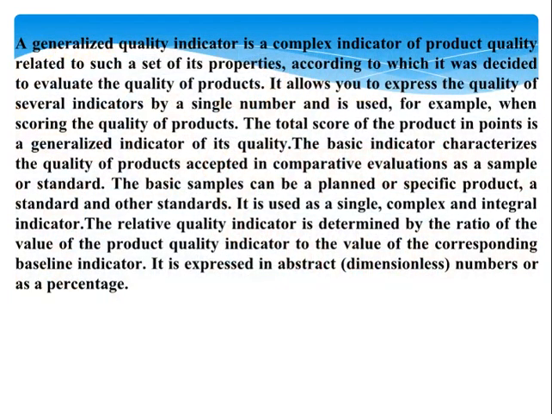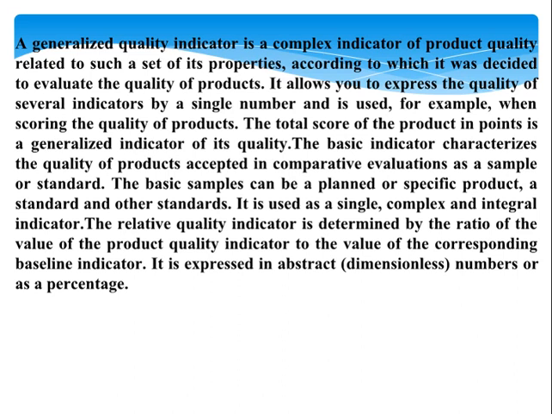A generalized quality indicator is a complex indicator of product quality related to such a set of its properties, according to which it was decided to evaluate the quality of products. It allows you to express the quality of several indicators by a single number and is used, for example, when scoring the quality of products. The total score of the product in points is a generalized indicator of its quality.